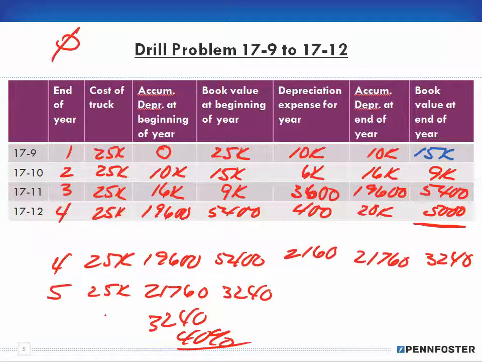I'm going to have to keep on going and depreciating it more years, and I'm always going to be getting closer to 0, but I'll never, ever hit 0. It's just because I'm always multiplying a number by 40%. I'm going to have a further decreasing amount.